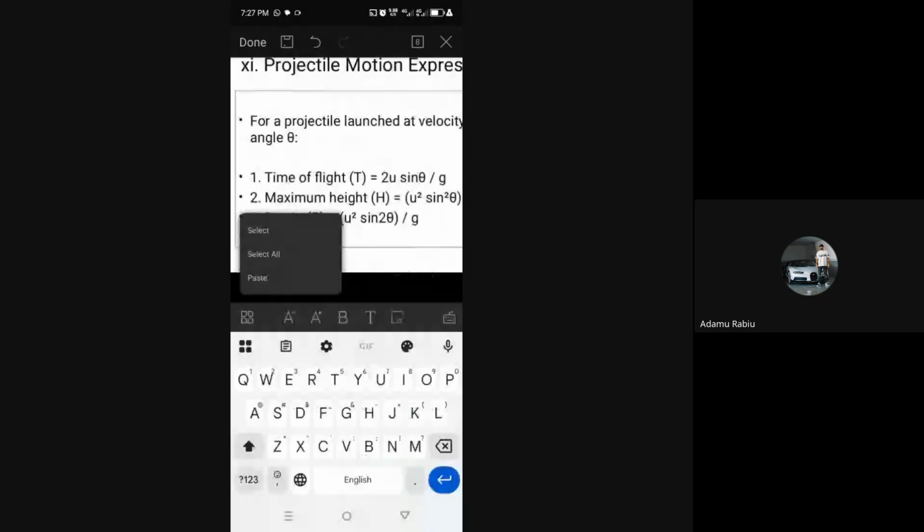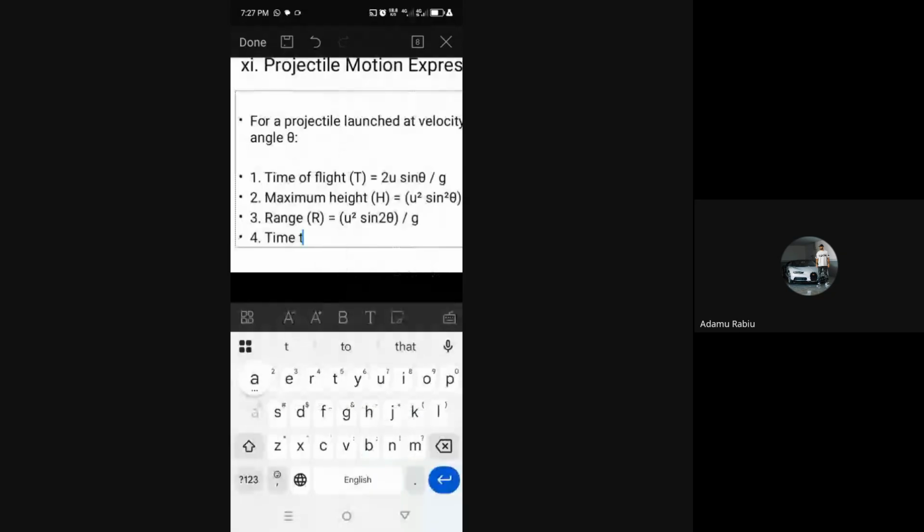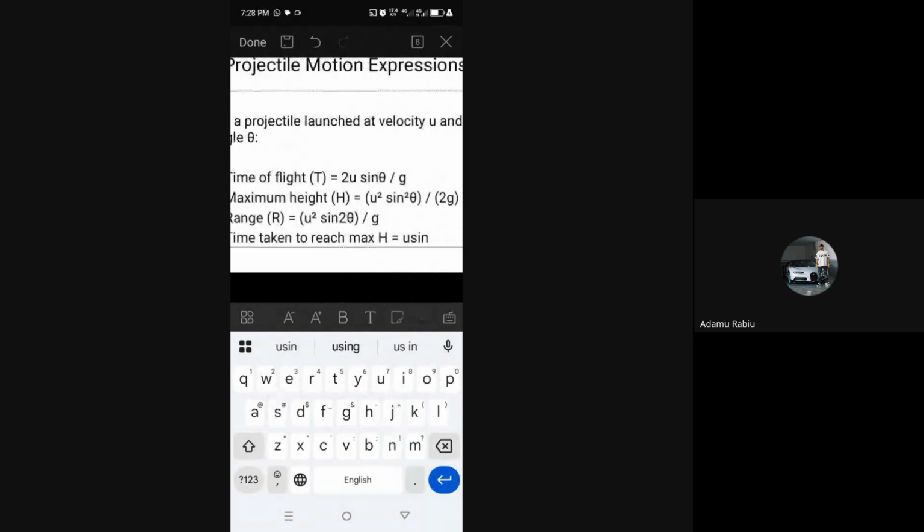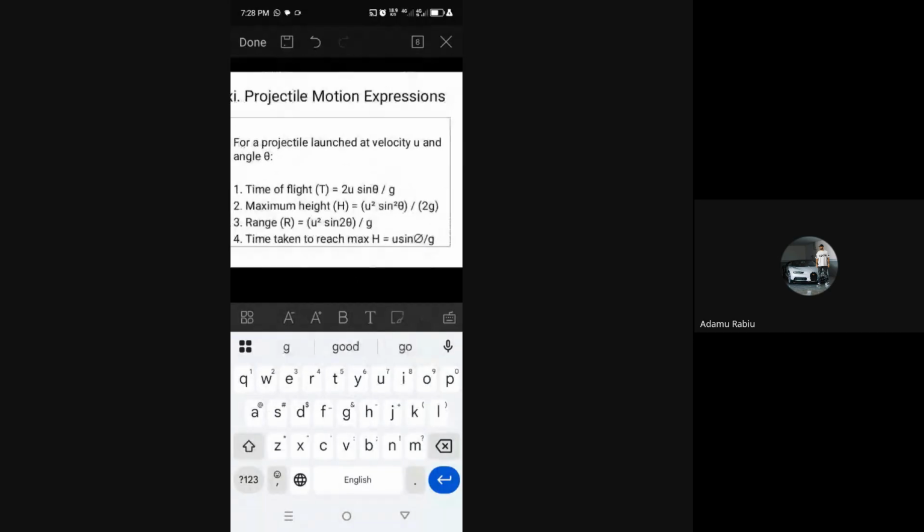Then, time taken to reach maximum height. I want to include that one. It is u sine theta over g. Now, if you look at this last formula that I've just written, time taken to reach maximum height is u sine theta over g. Compare it to time of flight.